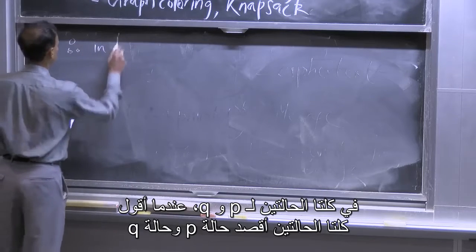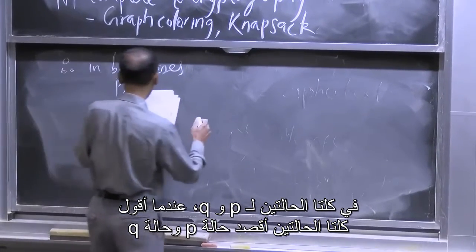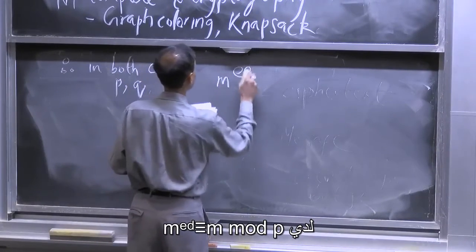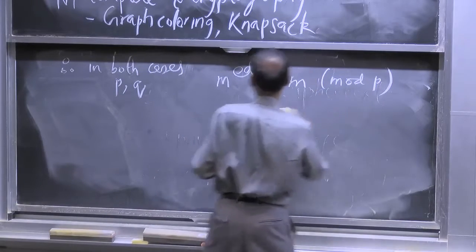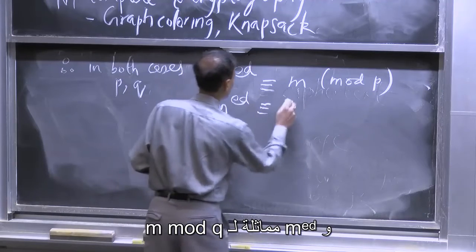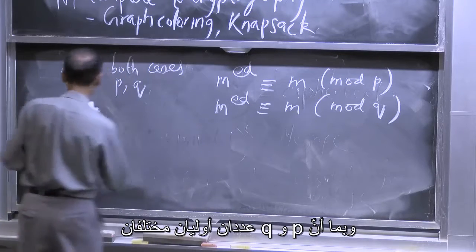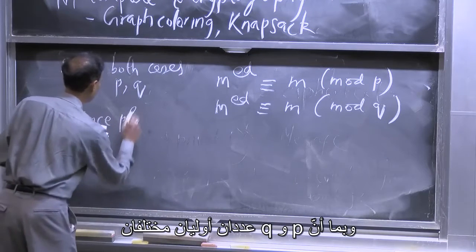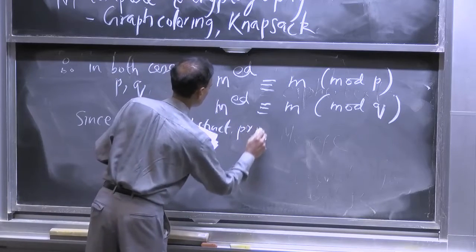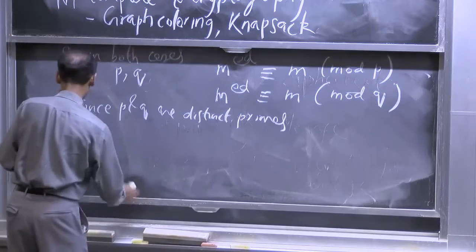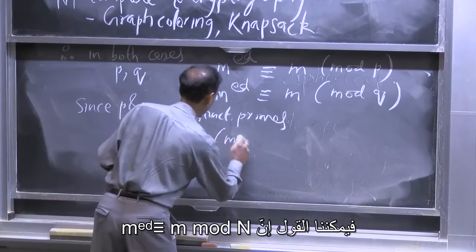Right? Let me just write that out, and it's not too difficult to explain once I have this up here. So in both cases of p and q, so when I say both cases, I mean the p case and the q case, I have m raised to ed equals m mod p, and m raised to ed is the same as m mod q, right? And since p and q are distinct primes, we can say that m raised to ed equals m mod n.